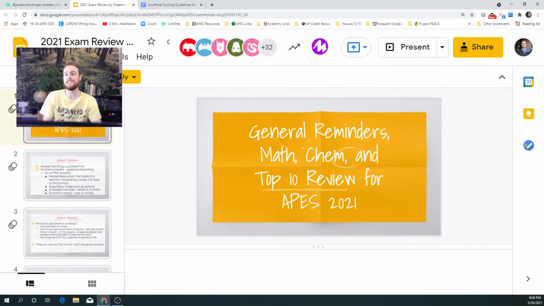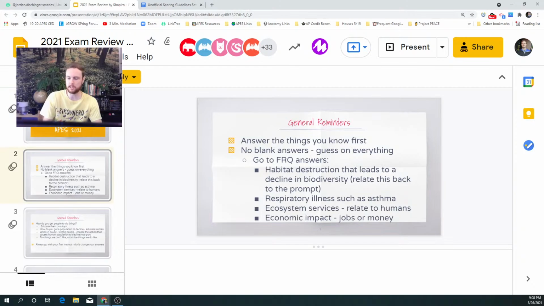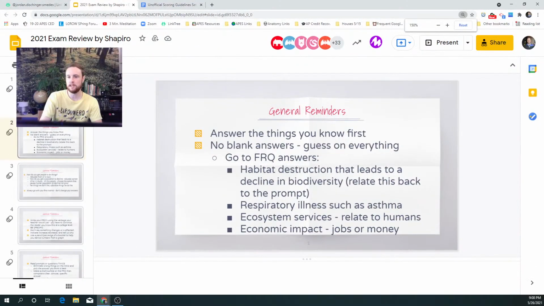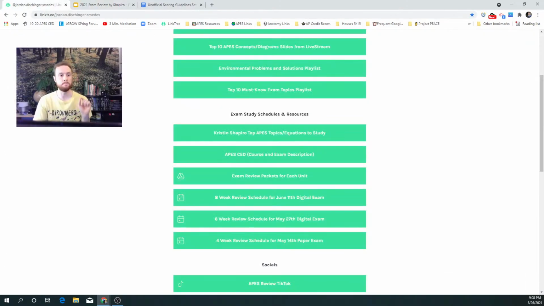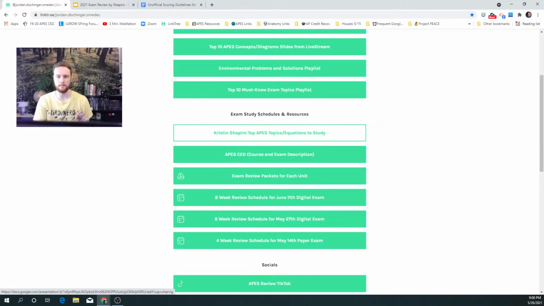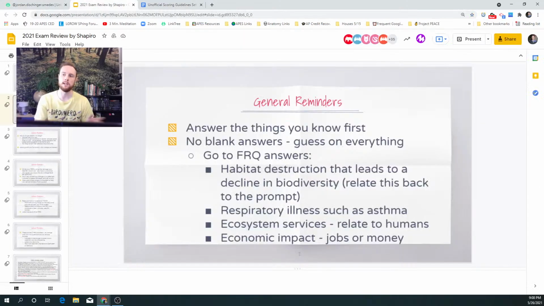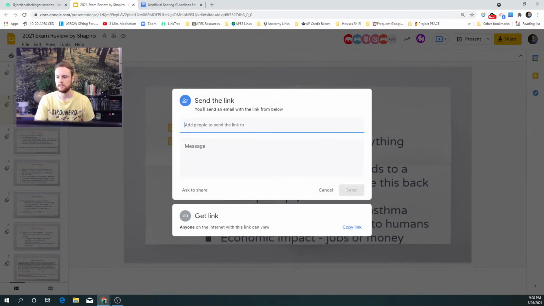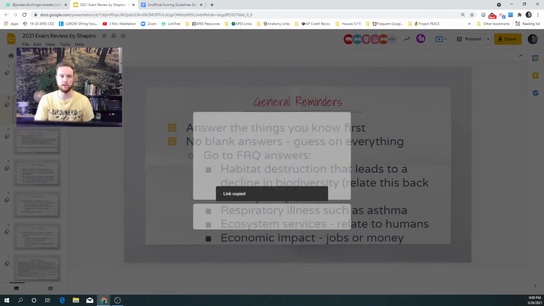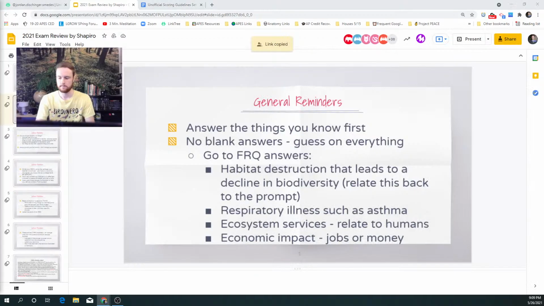But for the people who are concerned is the word I should use. And you're right to be concerned about formulas. This slideshow, which again was in my link tree, which is pinned, it's the Kristen Shapiro Top APES Topics and Equations to Study. But since I'm in it right now, let's just go ahead and copy it and put it into the chat and pin it. And again, this is courtesy of Kristen Shapiro. This is not my resource. She was gracious enough to say, yes, use it, share it with people. She's an awesome teacher.